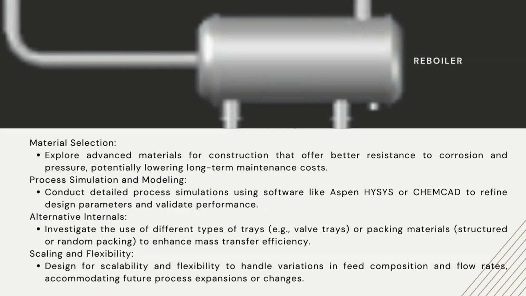Exploring advanced materials for construction can offer better resistance to corrosion and pressure, potentially lowering long-term maintenance costs. Conducting detailed process simulation using software like Aspen HYSYS or CAMCAD can refine design parameters and validate performance. Investigating the use of different types of trays or packing materials can enhance mass transfer efficiency. Finally, designing the column for scalability and flexibility to handle variation in feed composition and flow rates will accommodate future process expansion or changes.